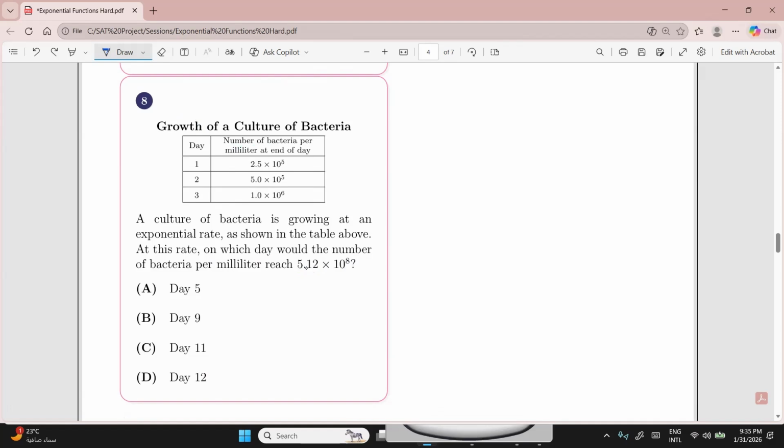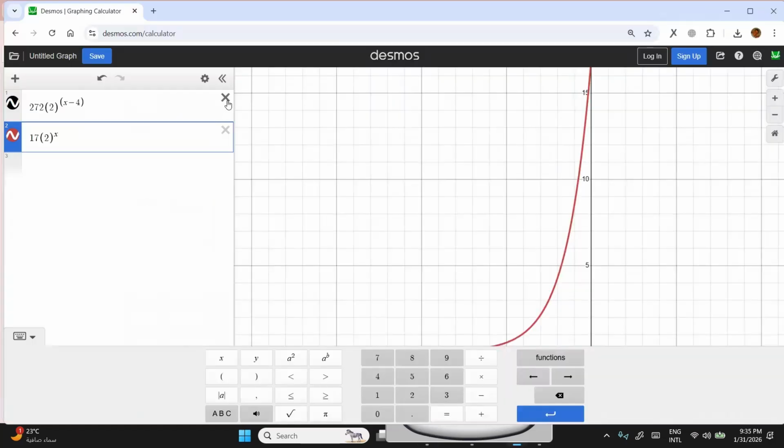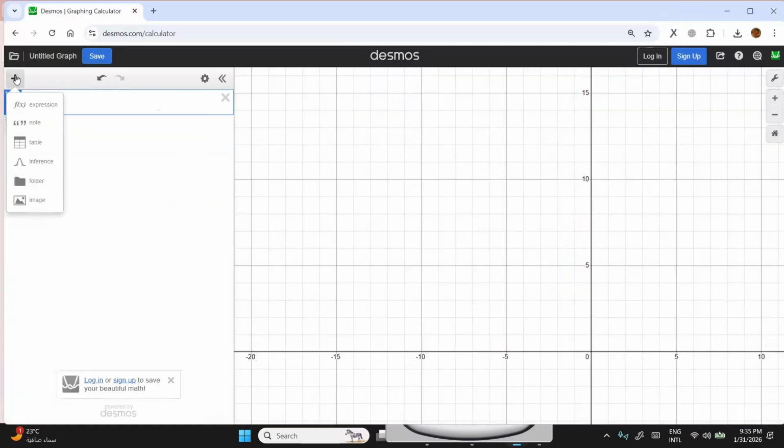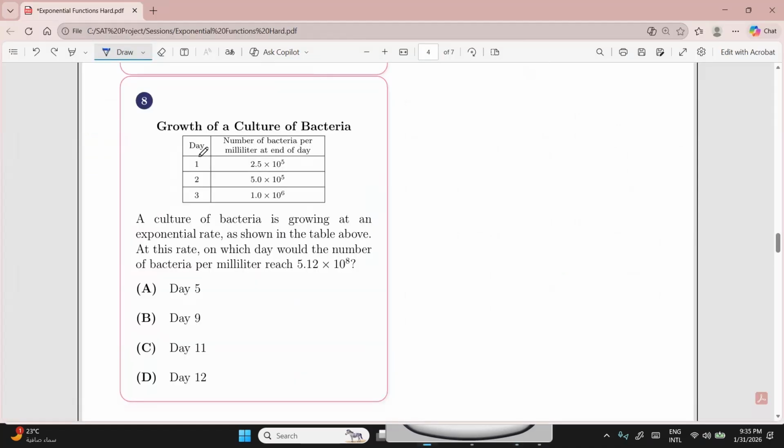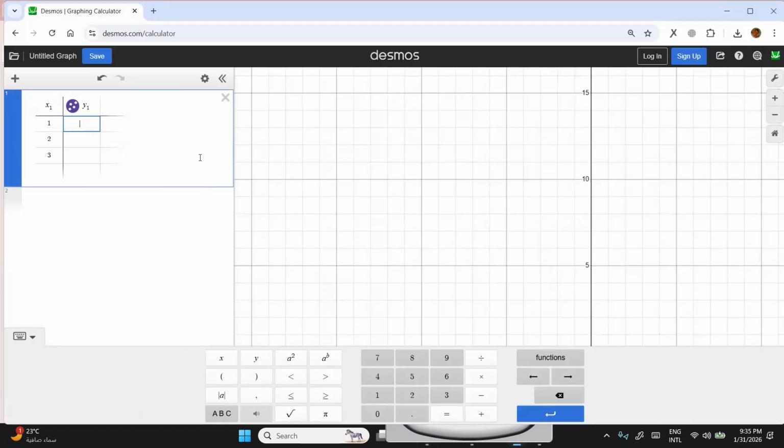But if we want to get this, we need to get an equation of this. Desmos is a very helpful tool that gives us the equation. Let's make it together. Let's make a table. Add a table here. 1, enter, 2, enter, gives us 3, and then we go up to write the numbers. 2.5 times 10 to the 5th power.